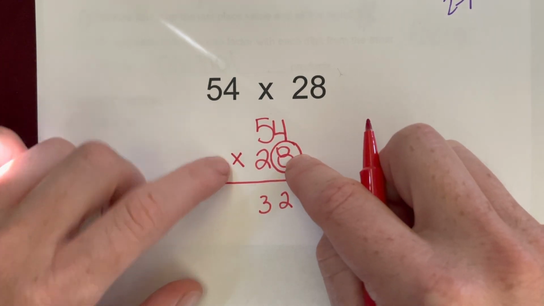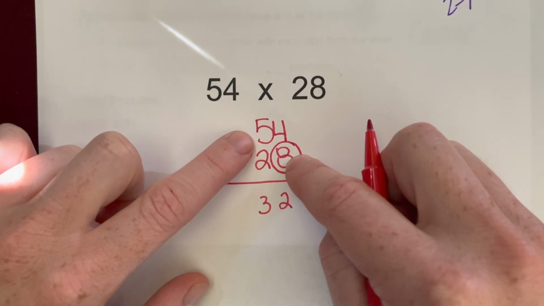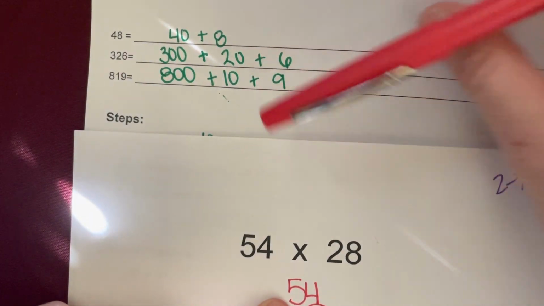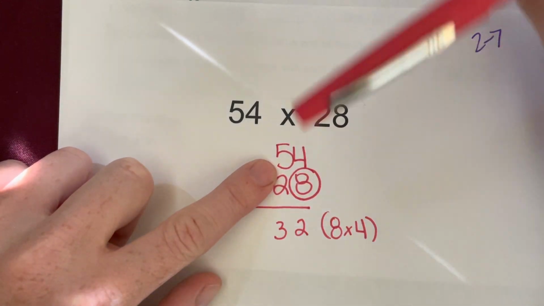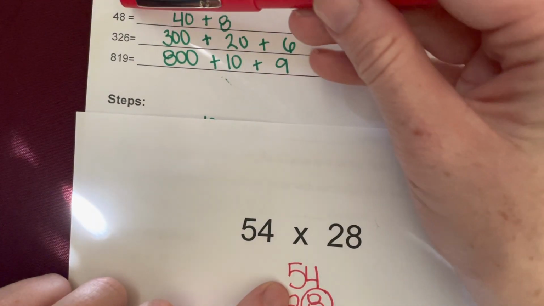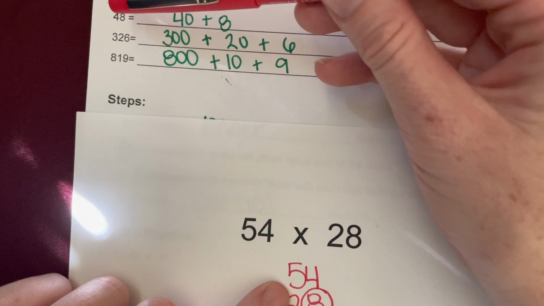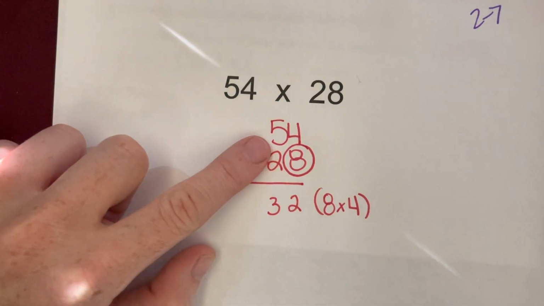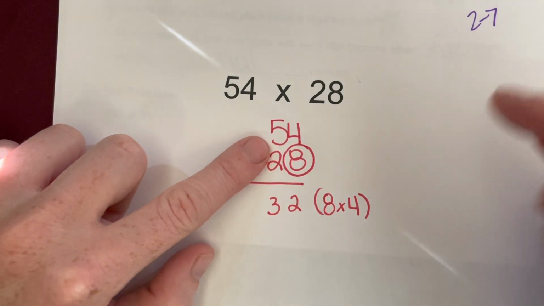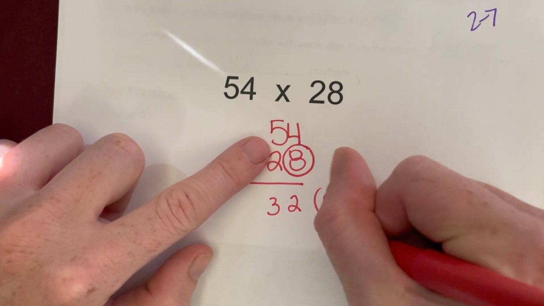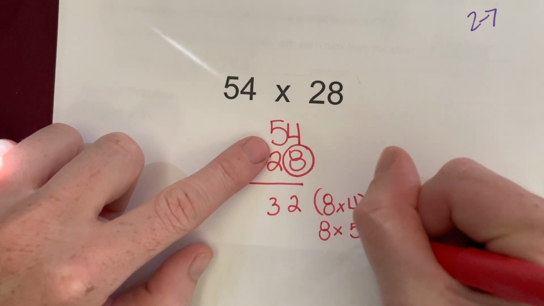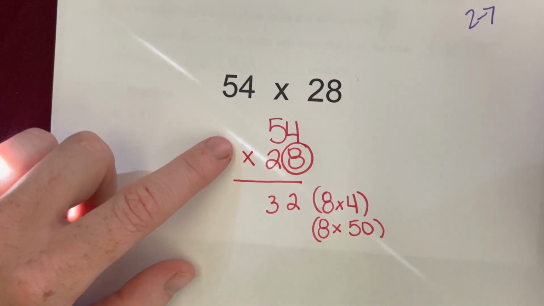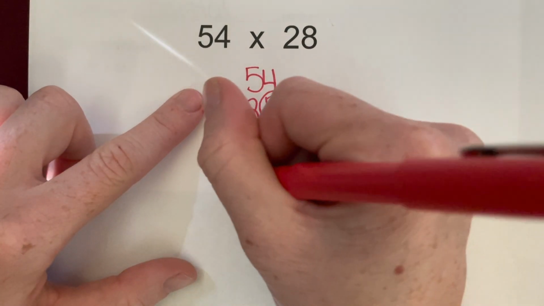Now I'm going to multiply 8 times the 5. But we talked about this earlier with our notes. That 5 is actually in our tens place. If we go back to our notes, we saw 48. The 4 is in the tens place, so we have 40. In this case, we have 54. The 5 is in the tens place. So I'm actually multiplying 8 times 50, not 8 times 5. So 8 times 50 would be 400.